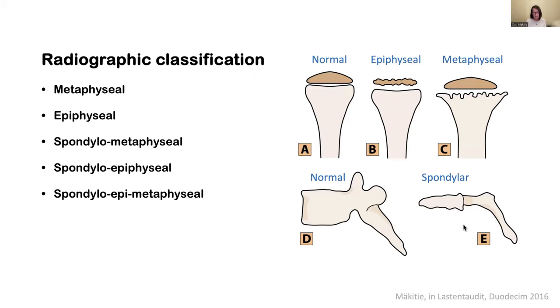Metaphyseal dysplasia means that the main features or abnormalities are in the metaphyseal region of the long bones. Epiphyseal dysplasias involve the epiphyseal growth plates, and then in some skeletal dysplasias there are spinal abnormalities leading to the spondylometaphyseal, spondyloepiphyseal, and spondyloepimetaphyseal diagnosis.